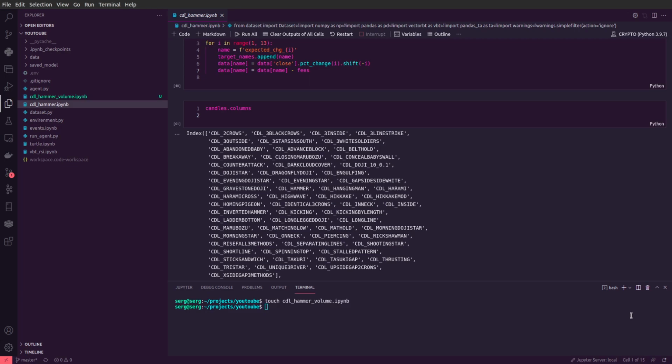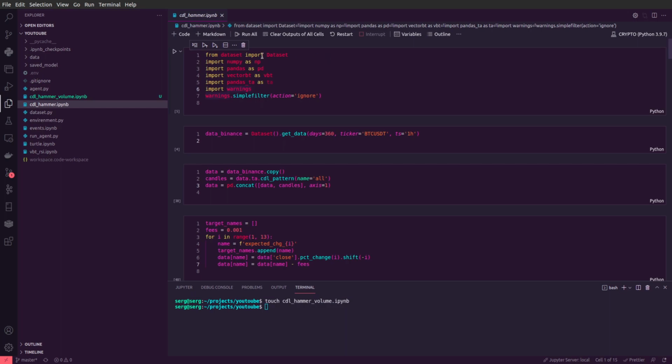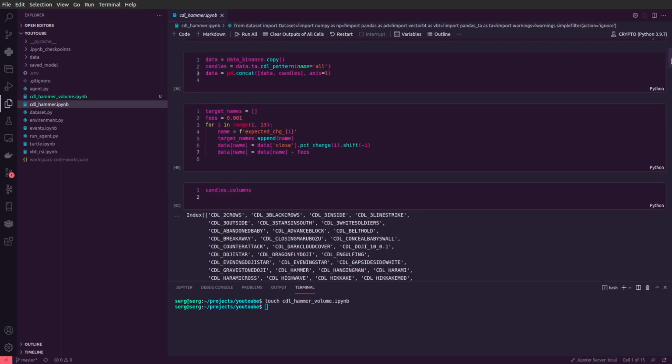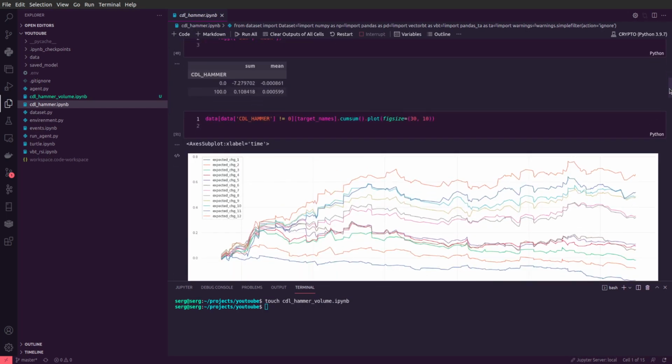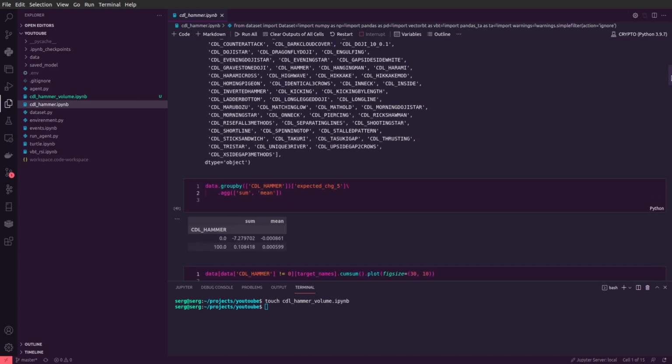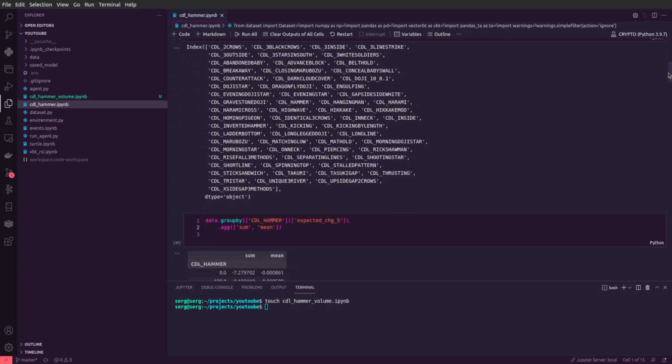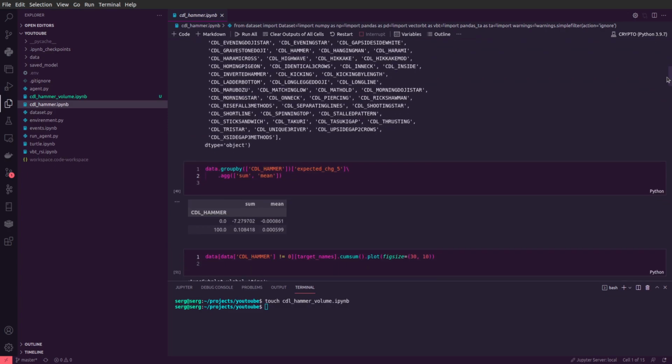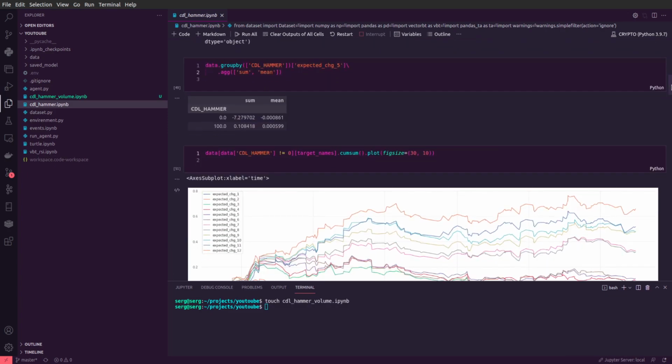Hi guys, let's continue our strategy. I remember that we developed a simple strategy using candle patterns. I used the hammer candle and found it working for Bitcoin USDT, if we trade on the 1 hour time series and hold our position for 5 hours.